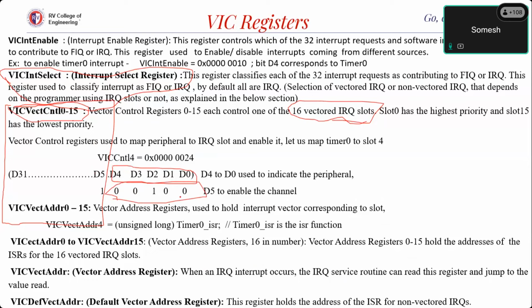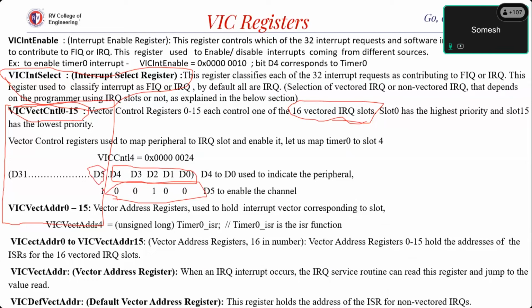So since timer 0 source number is 4, I have written 4 here. This is the first job of a VIC vector control register. Next, the second job is there in the vector control register. The D5, there's another bit provided. This bit controls enabling, disabling of the slot or the channel.